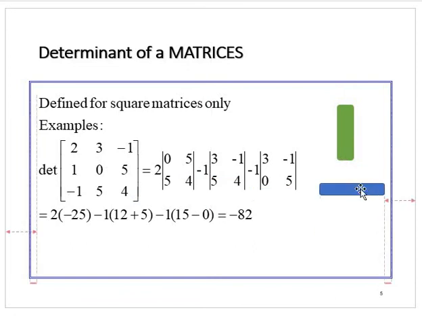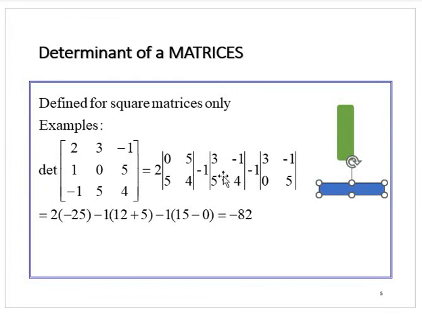So if you do that, you obtain the determinant of this 2 by 2 will be 0 minus 25. So this is minus 25 times 2. Minus, remember this minus, this one is a plus, minus, plus. This one will always carry a negative sign. This number will always carry a negative sign.